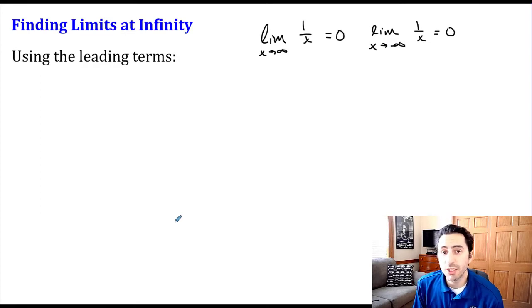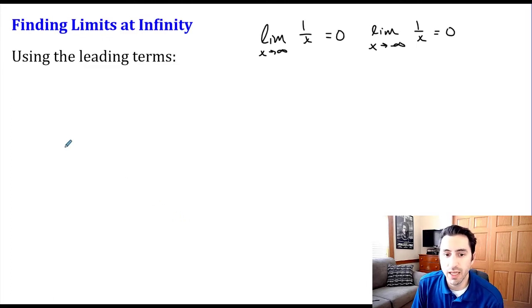So the general logic here is as my x values get really big or very negative, this fraction turns into 1 over a very big number, which gets very close to 0. So I can get as close to 0 as I want by picking an x value sufficiently large. Now there are other methods we can use to find limits even when it's not written in the form of 1 over x. And one of those methods is using the leading terms.